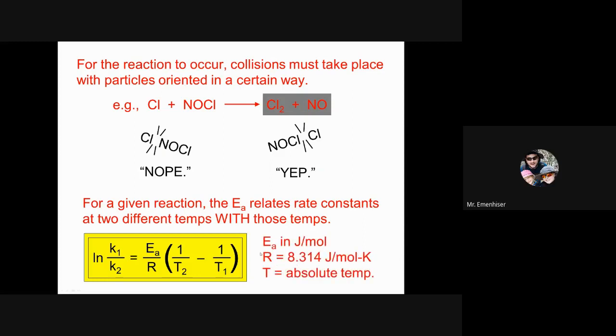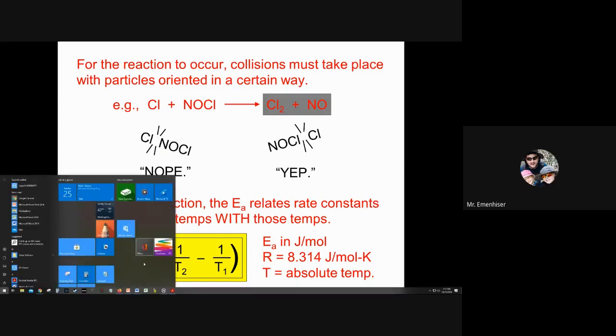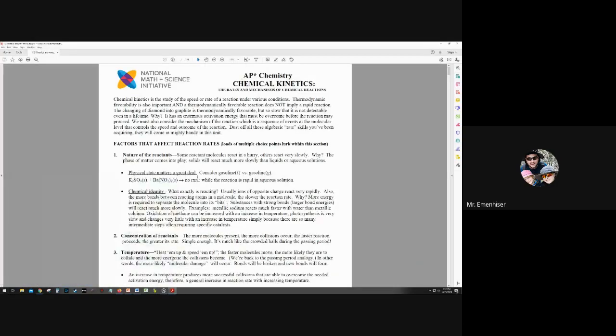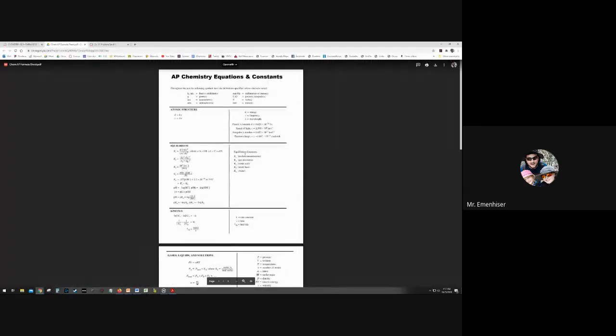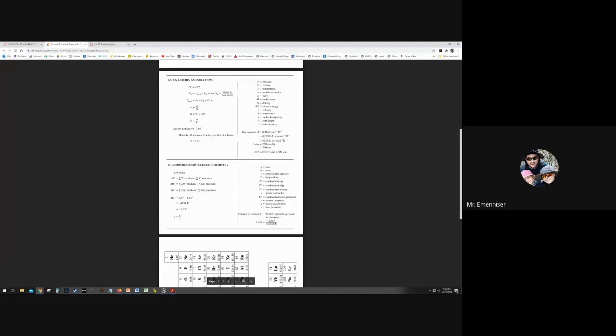Oh, this is R. This is a gas constant. This is a constant that you have in your formula sheet. Let's see, where is that? Where is R? R is up right, maybe in thermo. Right here. There we go. That's the gas constant R.